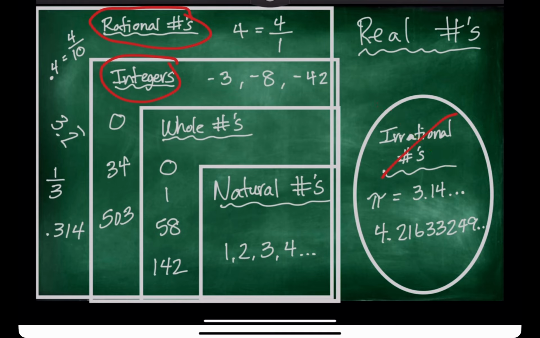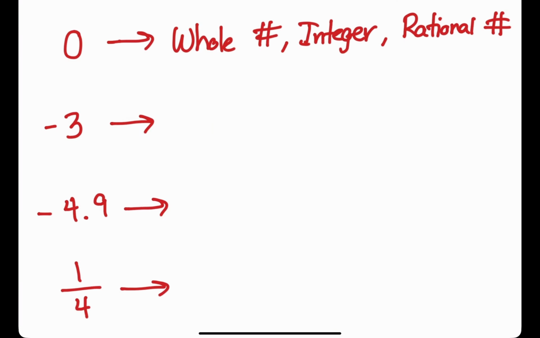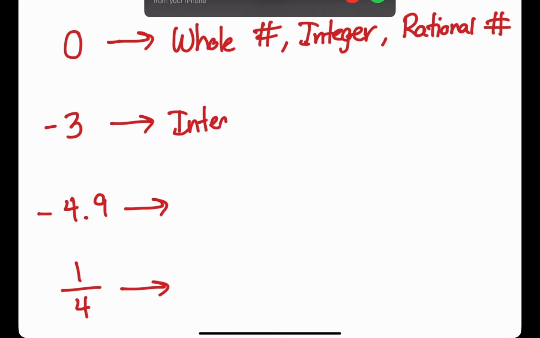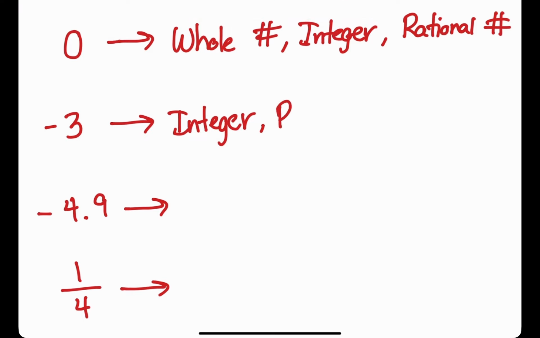Okay, so let's go back to -3 and we can write in, okay, it's an integer and it is also a rational number.